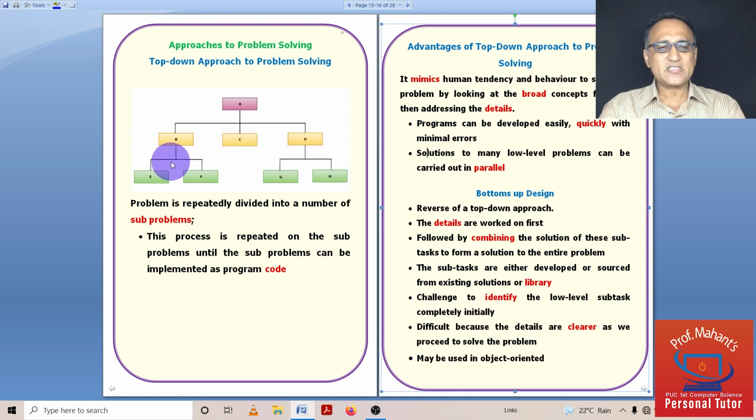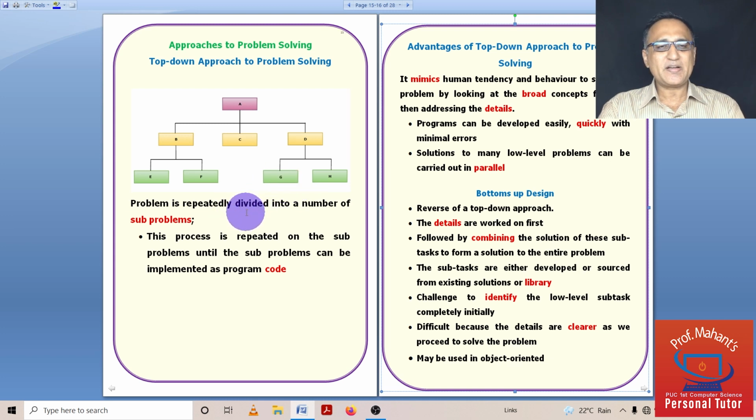Again, within admissions, I may break it down into two parts: PUC admission and degree admission. Then D can be some other part, broken into G and H. So this is taking a big problem and breaking it into a number of small parts. Still, those small parts can be completed or coded as simple programs.